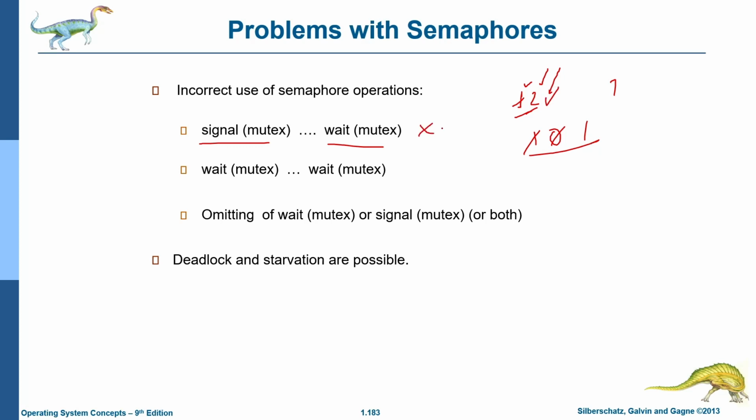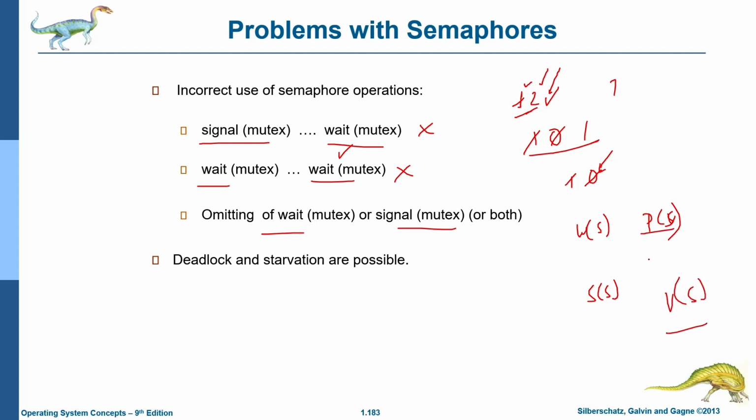So if you use this, it is going to be wrong. If you do wait 2 times, the second wait will never be satisfied. It is 1, you make it 0 in the first wait. The second time, this wait will be indefinitely blocking, right? This is also wrong. Or you omit the wait or signal in any way, shape, or form. The correct sequence should be wait and then signal, or do a P operation, then a V operation. That's all. Never mix up these. Otherwise, deadlock and starvation can happen.